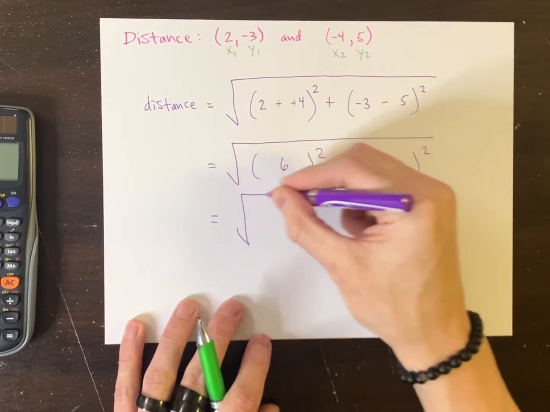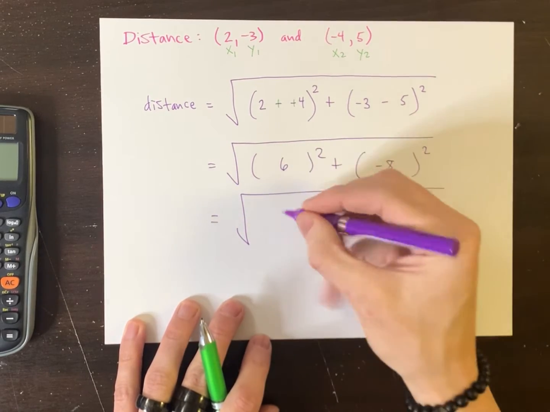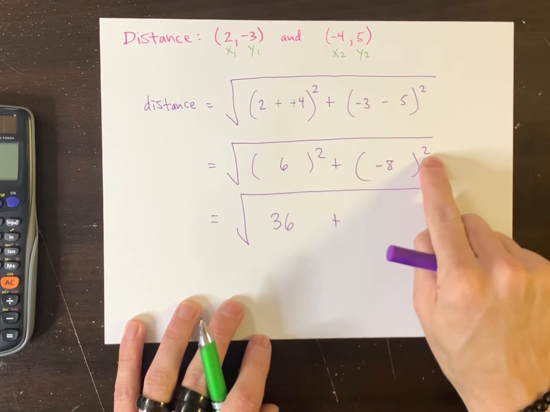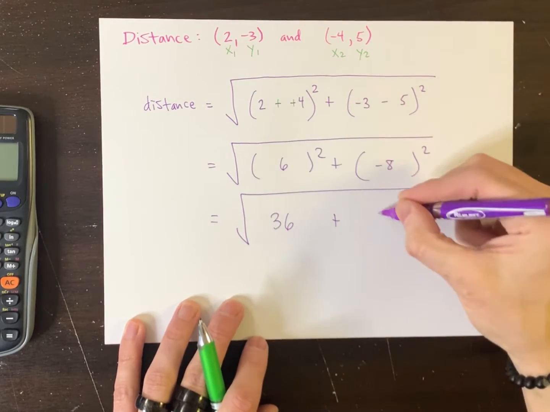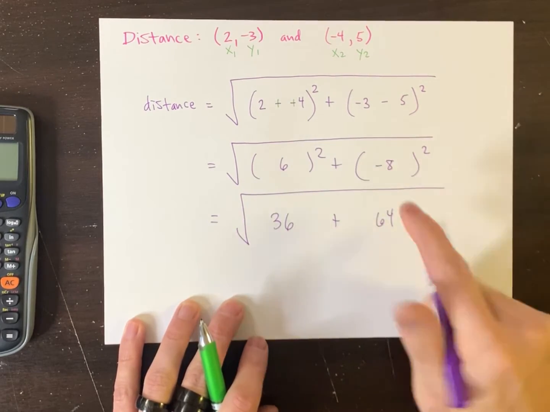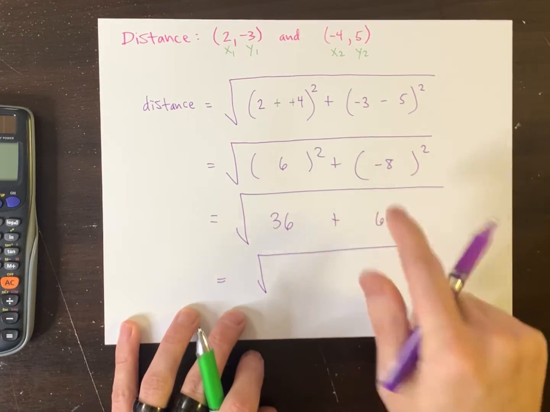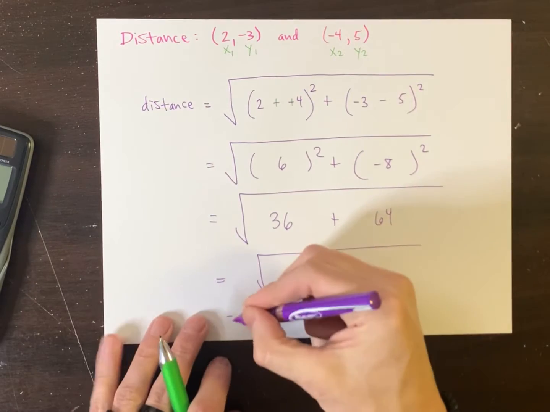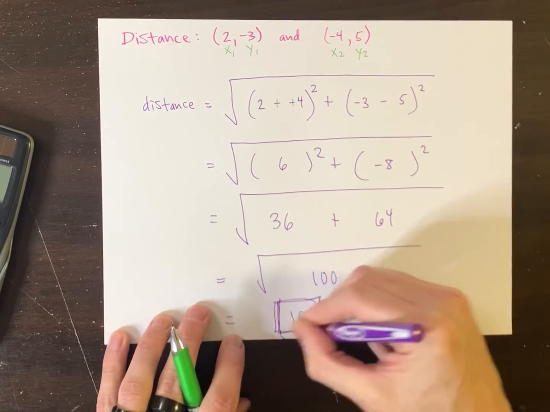Let's keep going. 6 squared is 6 times 6, which is positive 36. -8 squared is -8 times -8. Negative times negative is positive. 8 times 8 is 64. Now addition, add those numbers, that's 100. Now in a calculator, the square root of 100 is 10. So that is your final answer.